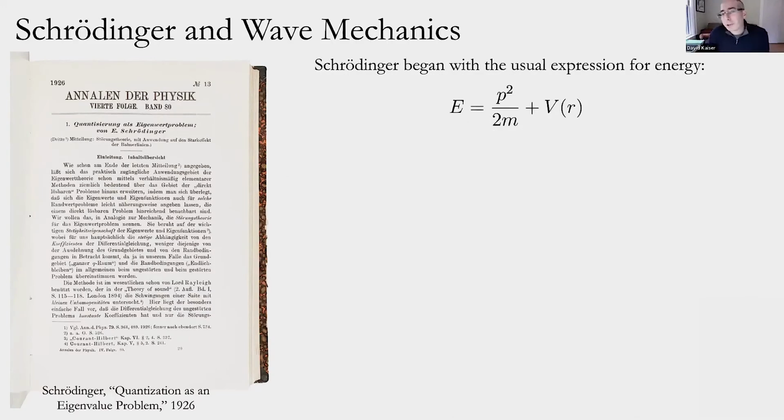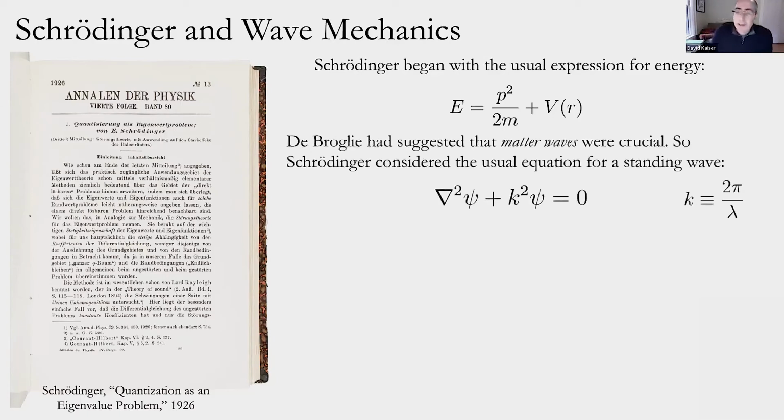Okay, what did Schrödinger do? We know from his own private notebooks that have survived that this work was happening in December 1925, January 1926, roughly half a year after Heisenberg's first publications. Schrödinger began with the usual expression for energy, the Newtonian expression for the kinetic energy and the potential energy, but then he immediately tried to pick up on what de Broglie had suggested about these matter waves.